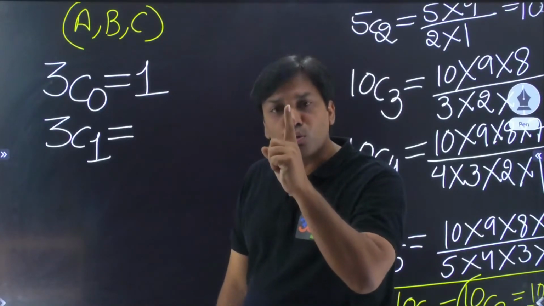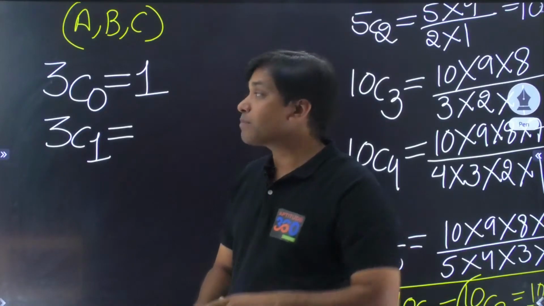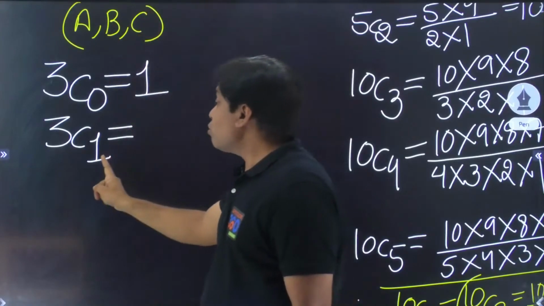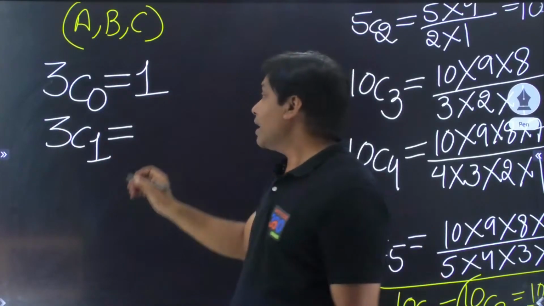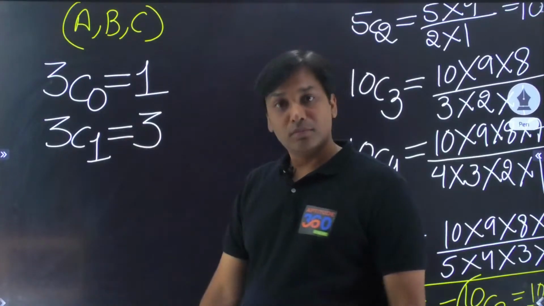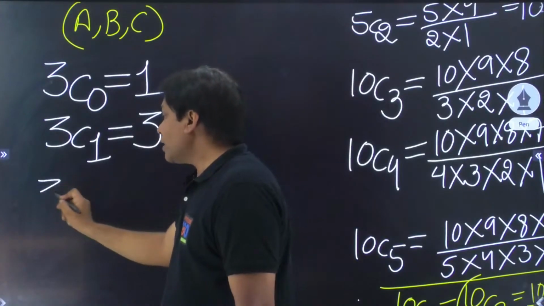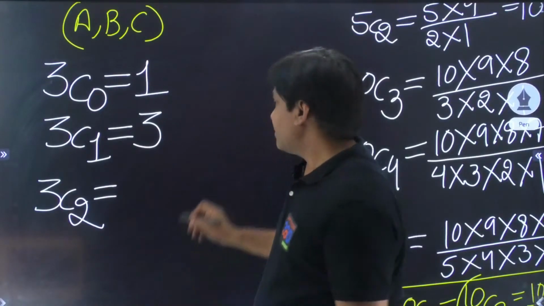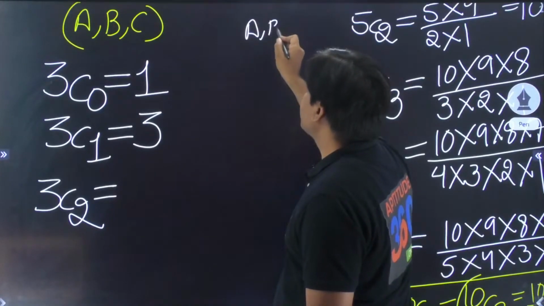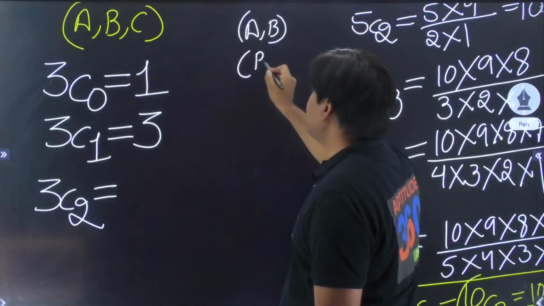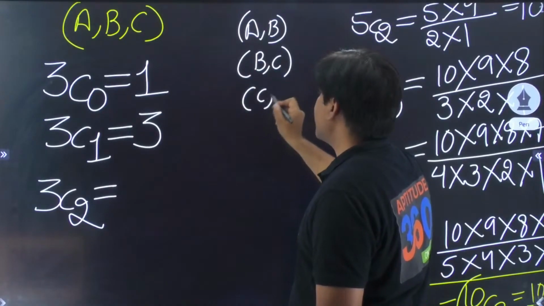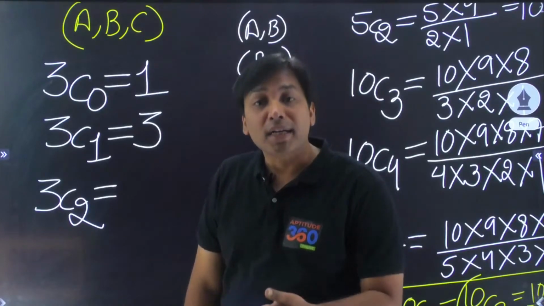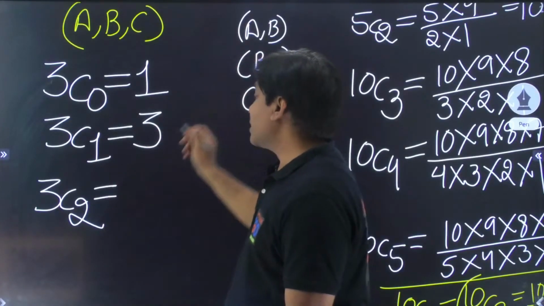3C1: you choose one item out of 3 items, either A or B or C. When you choose one out of 3, in how many ways can you do that? You can do that in 3 ways. Is that okay? It's a pretty simple thing. What if you select 2 items out of 3 items? Either you select AB, or you select BC, or you select CA. The number of ways you can select 2 items out of 3 items is nothing but 3 ways.